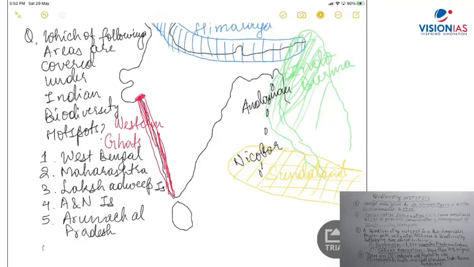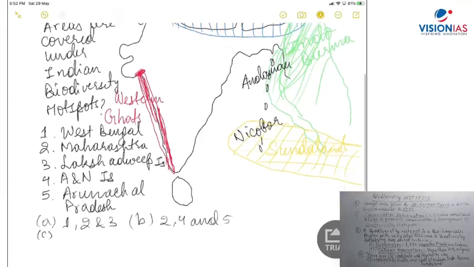And then you have a choice here. Let's say here A is 1, 2 and 3. Right? Second, B, is 2, 4 and 5. Right? Third choice, C, let's say for example 1, 2, 4 and 5. Right? 1, 2, 4 and 5. And then I am giving the last choice here, D, let's say 1, 2, 3, 4, 5.